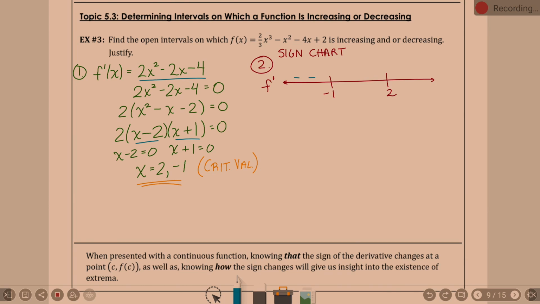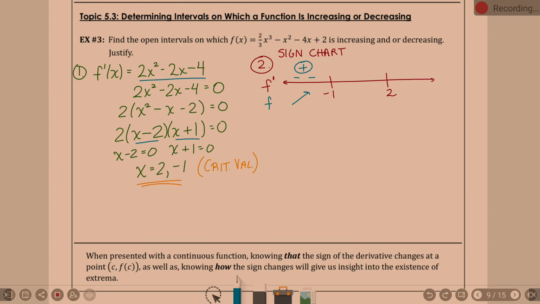A negative times a negative is a positive. So can we agree that that interval is positive? Yes. Now, if that interval is positive for f prime, what does that say that f is going to be doing? Increasing. Okay, so the derivative is positive, the function is increasing.